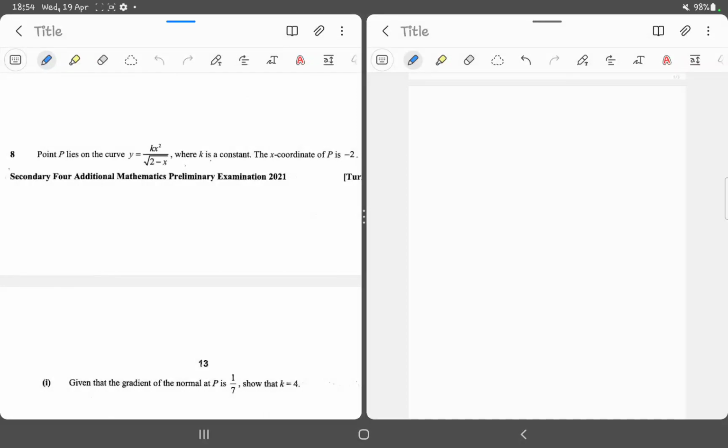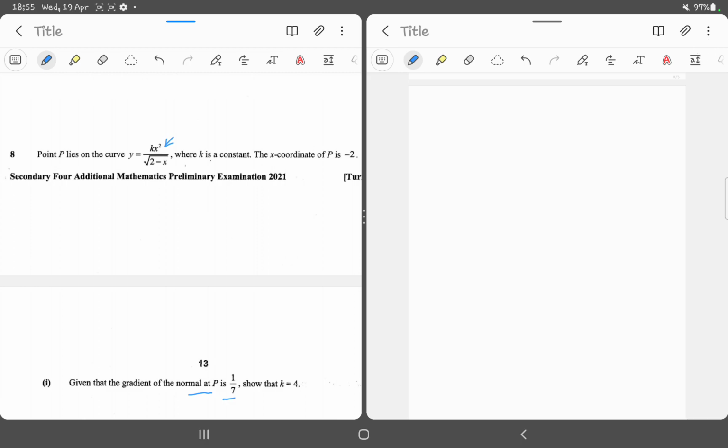Now we move on to question number 8. Question number 8 is again on differentiation, and this question is on rate of change. So point P lies on the curve y equals kx squared over square root of 2 minus x, where k itself is a constant. The question tells us that at point P, the x coordinate is minus 2. Given that the gradient of the normal at P is 1 over 7, show that k equals 4.